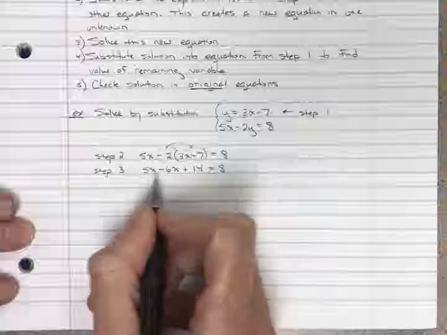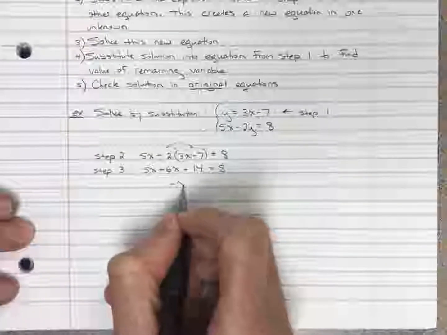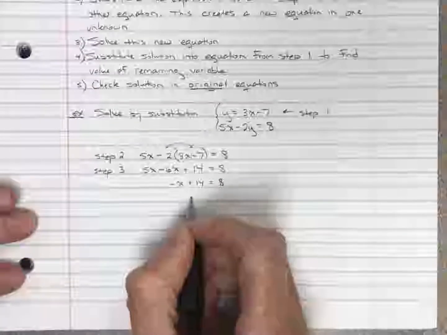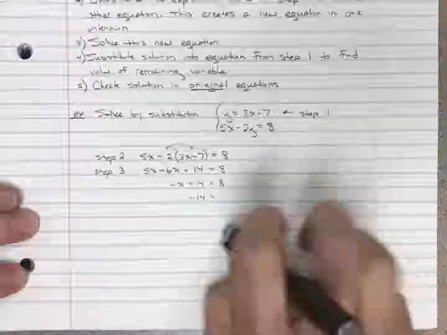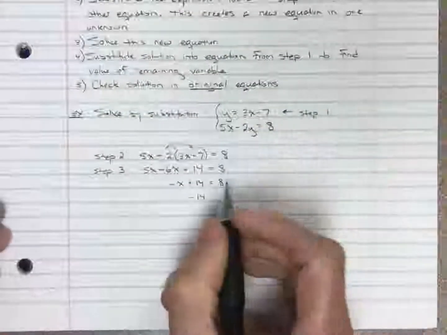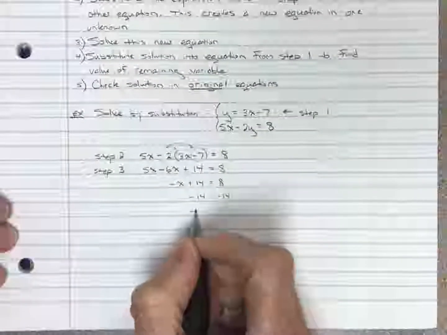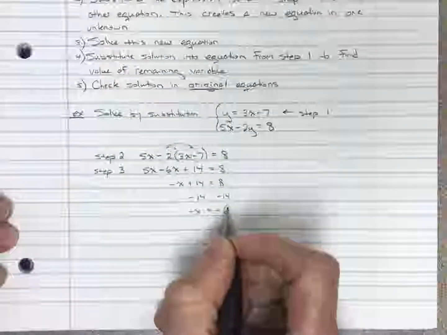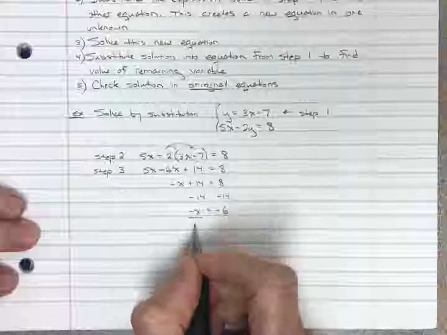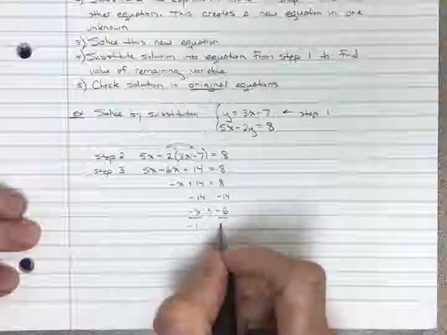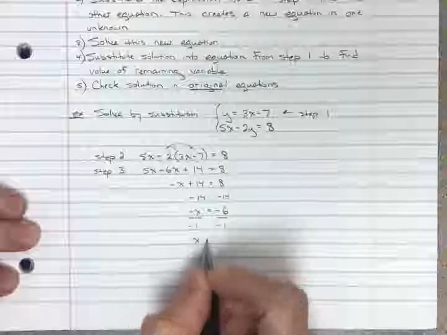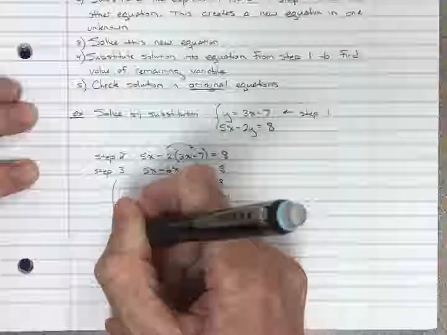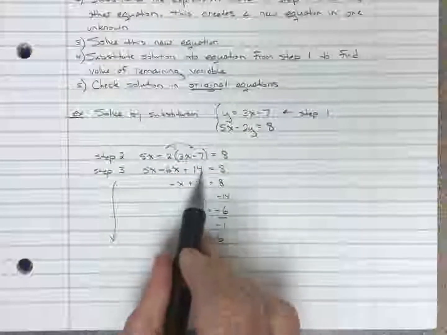I can now combine like terms. 5x minus 6x is -x plus 14. I subtract 14 from both sides. To isolate the x, I have -x equals 8 minus 14, which is -6. Feel free to use a calculator for that. It's a calculation. And then I divide both sides by -1 because I don't want -x, I want x. And I have x equals 6. So this whole piece right here is step 3: solve the new equation.